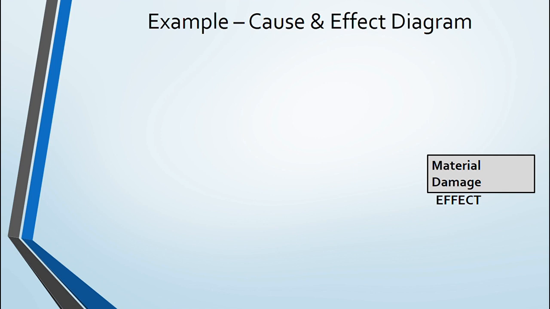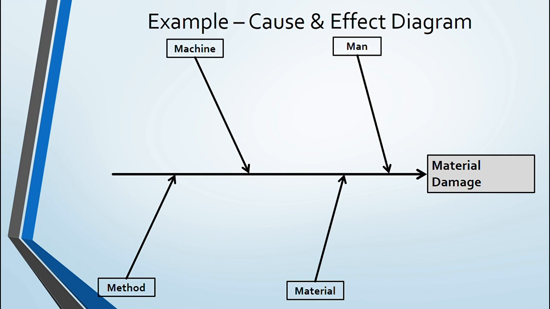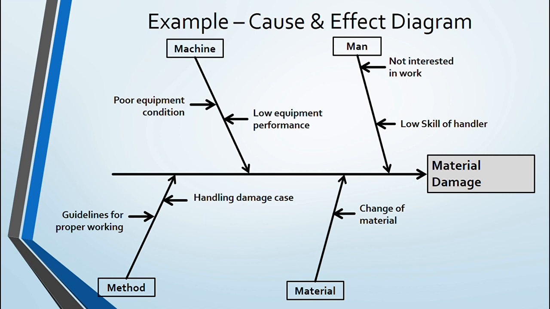The team has been assigned to identify all possible causes for material damage. They first decide what causes can be categorized in 4 M's: men, machine, material, method. These categories are then linked to the effect using arrows. Further causes were discussed in the team and all possible causes were linked to the respective category using arrows.